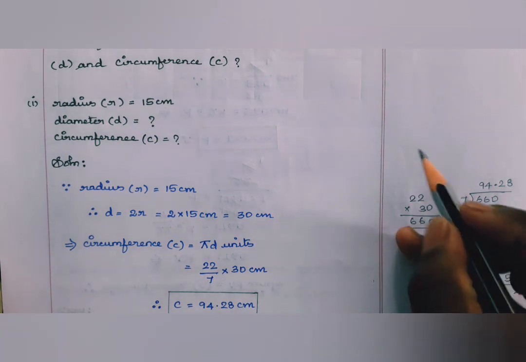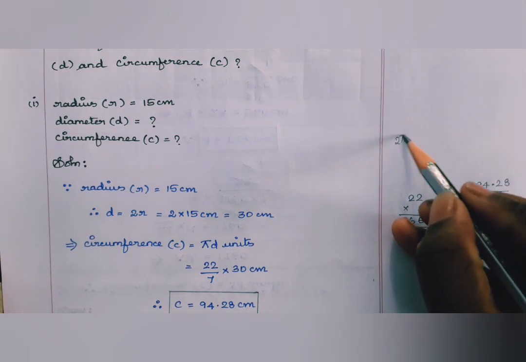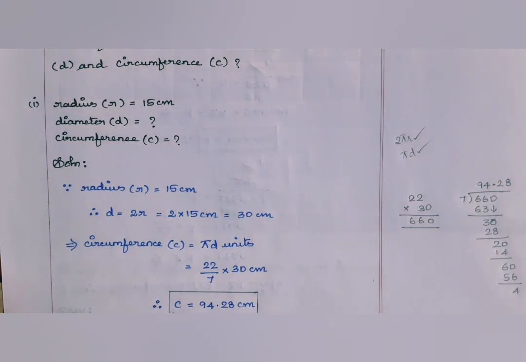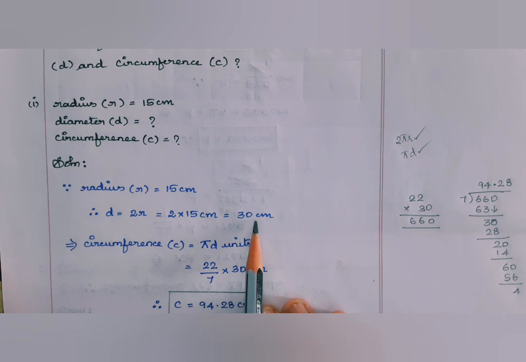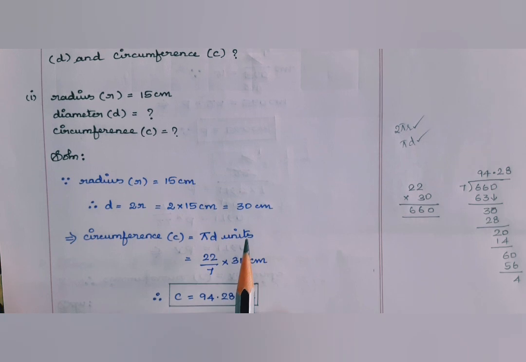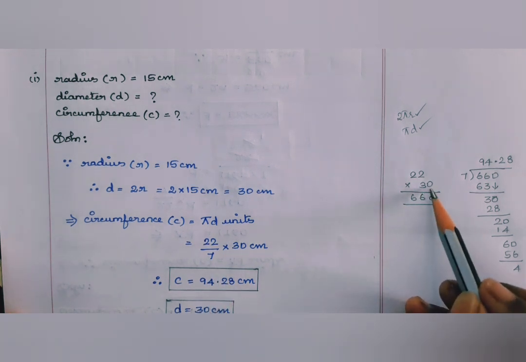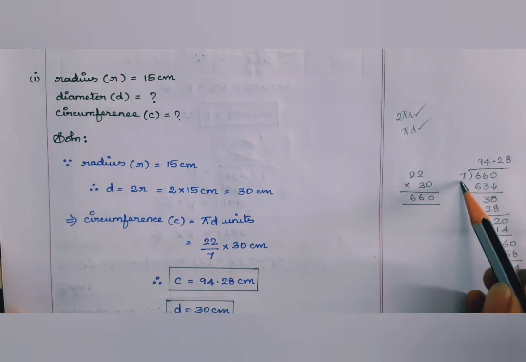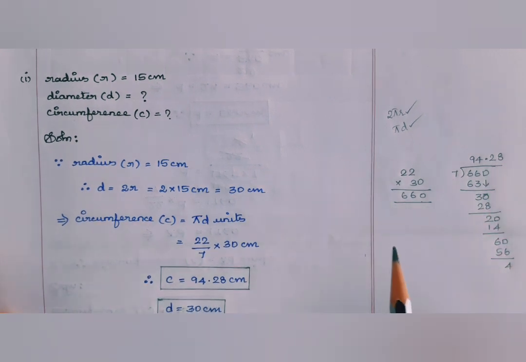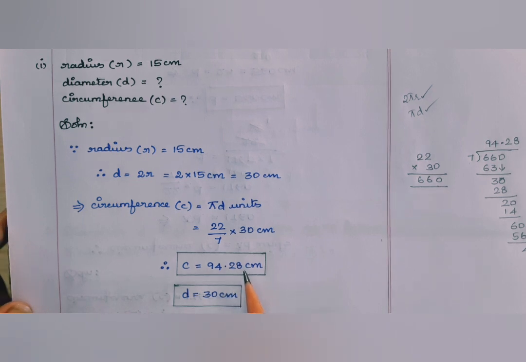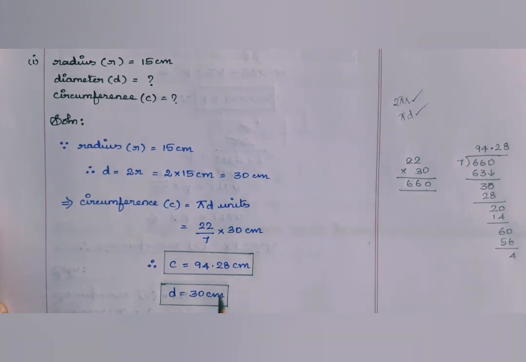In the circumference formula we have 2 pi r as well as pi d. If r is given, take the first formula; if d is given, take the second. Now that we found the diameter, we go with C is equal to pi d units. Pi is 22 by 7 into d, which is 30 centimeters. 22 into 30 is 660, divided by 7 gives 94.28. Therefore C is equal to 94.28 centimeters and d is equal to 30 centimeters.